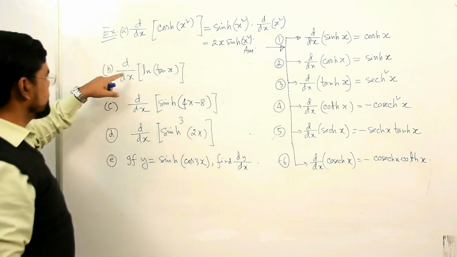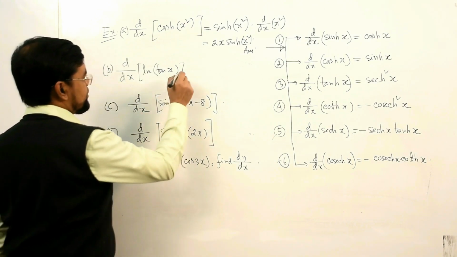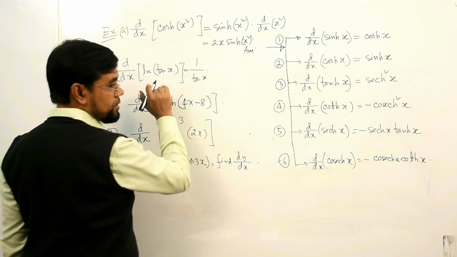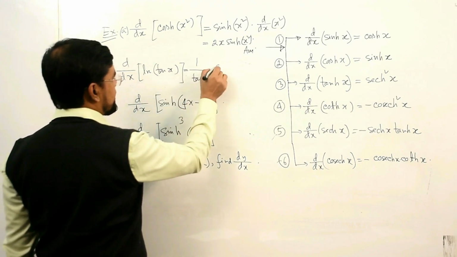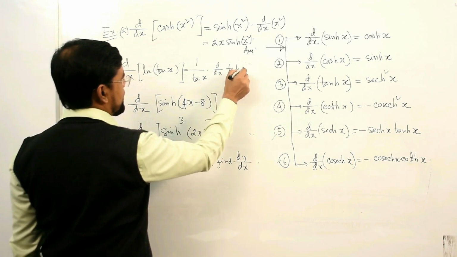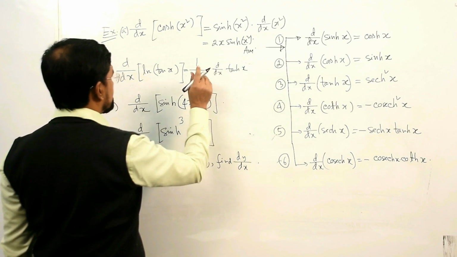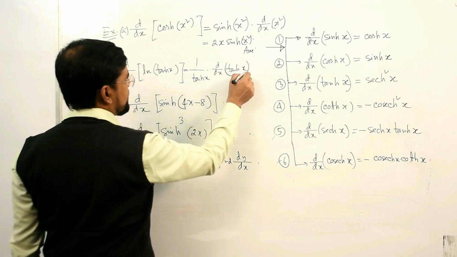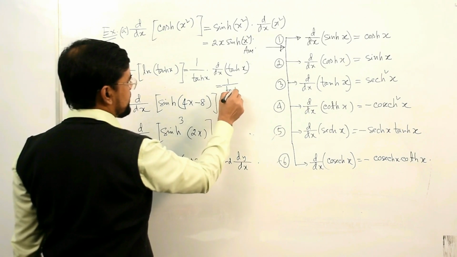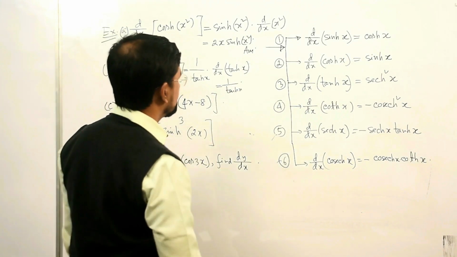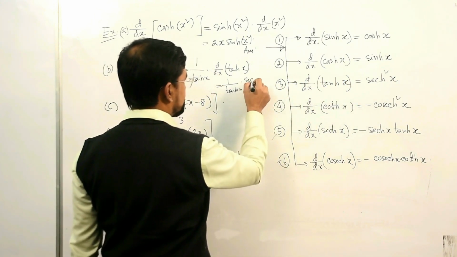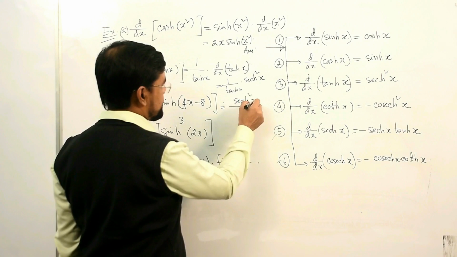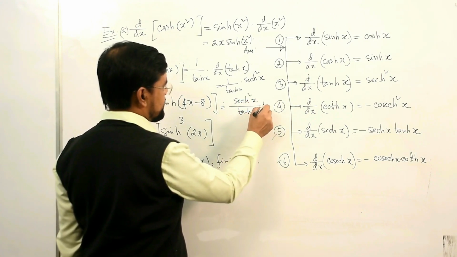And for the second one, the derivative of ln tan hyperbolic x. We know the derivative of ln x equals 1 by x. So 1 by tan hyperbolic x. But here you have tan hyperbolic x instead of x, so you need to differentiate tan hyperbolic x with respect to x. And the derivative of tan hyperbolic x equals sec hyperbolic square x, which gives sec hyperbolic square x divided by tan hyperbolic x. So this is your answer.